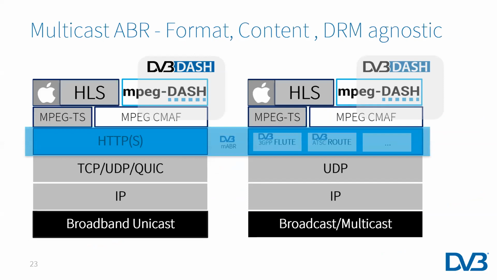So what you have in blue is what we have mandated. This is what we have specified, right? So this is for the broadcast multicast part. These are the two DVB profiles, 3GPP FLUTE and ATSC ROUTE, and that's it. And on the other side, there is HTTPS.